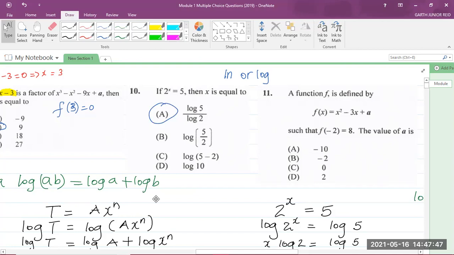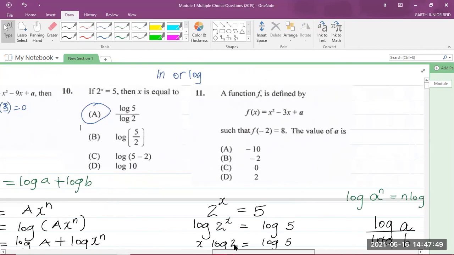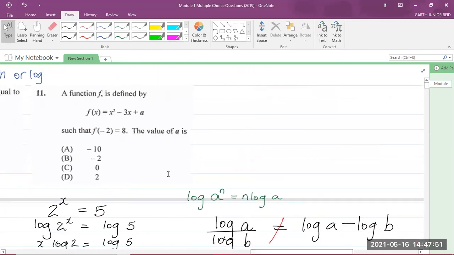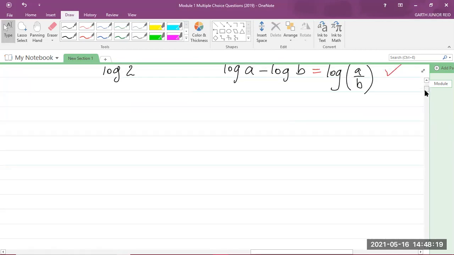All right, now we're going to move on to the final question here, which is 11. It says a function f is defined by f of x is equal to x squared minus 3x plus a, right? Such that f of negative 2 is equal to 8. The value of a is what? So what we're going to do here is to substitute x as negative 2, all right? And then we're going to equate the right-hand side to 8, okay? Let me just do that down here.